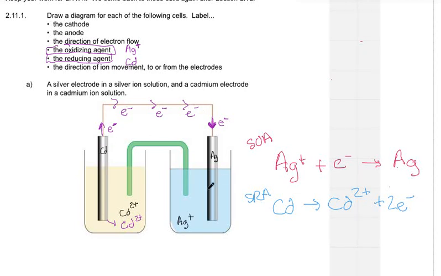We get consistent electron flow like that. You could say the electrons flow out of the cadmium into the silver. You could say the electrons flow left to right through the wire. Or you could say the electrons flow out of the anode and into the cathode. I'm getting a little ahead of myself there because we haven't identified cathode and anode, but we'll do that right now.